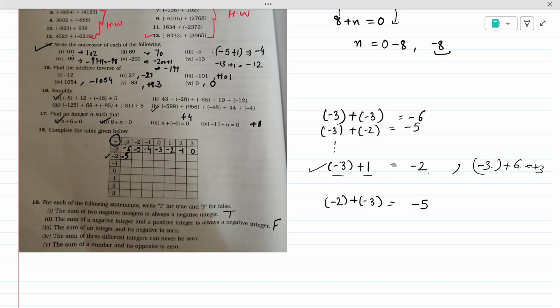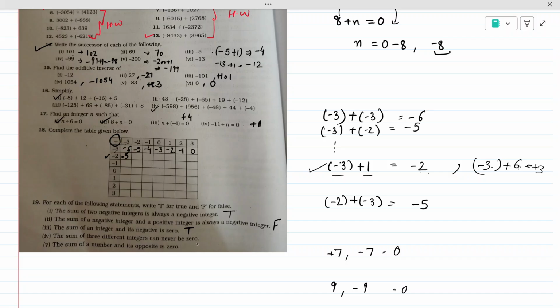Now, the sum of an integer and its negative is 0. This we know that if I am adding 7 and minus 7, the answer will be 0. It's a 0 pair. So the sum of any integer, if I'm taking 9 and adding it to its negative, 9 plus minus 9, it will always give us 0. True.